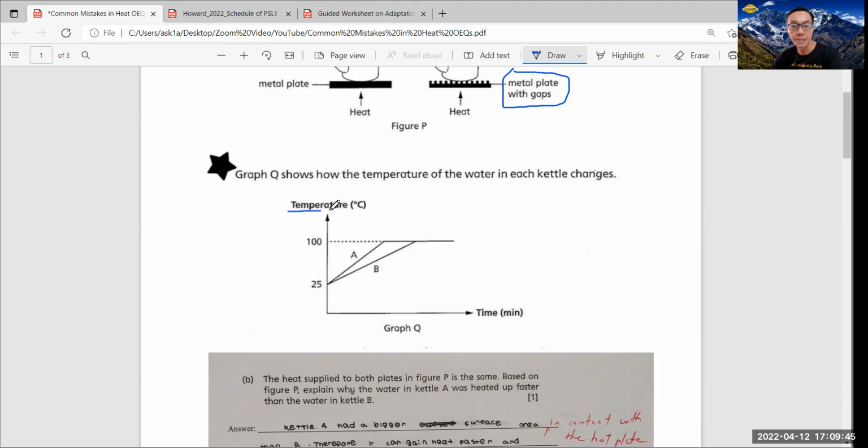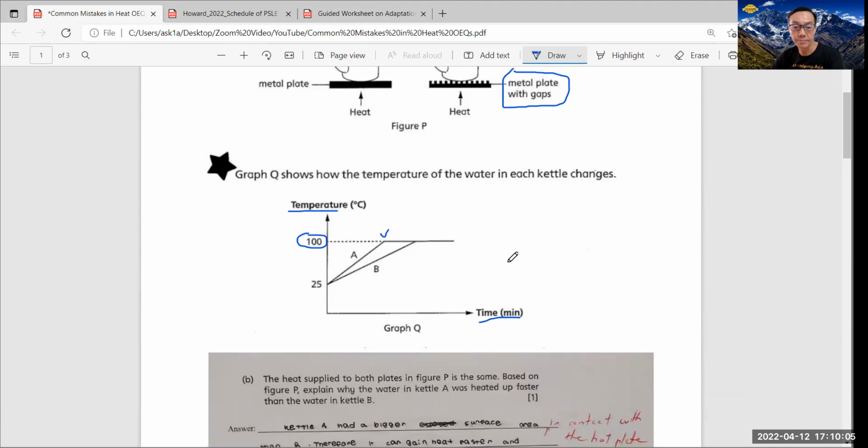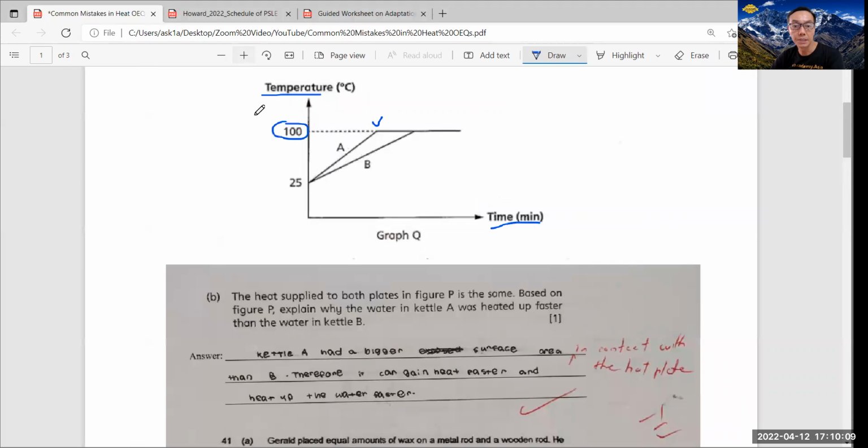So this is the axis representing temperature. 100 degrees is the boiling point and the time in minutes. As you can see from this graph, the water in kettle A reaches the boiling point earlier than in kettle B. So this is one distinct feature which the student must be able to detect. So look at this commonly made mistake by this student.